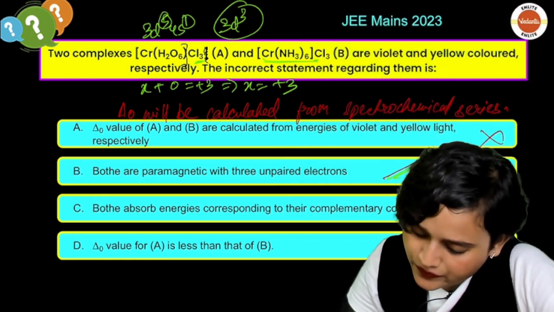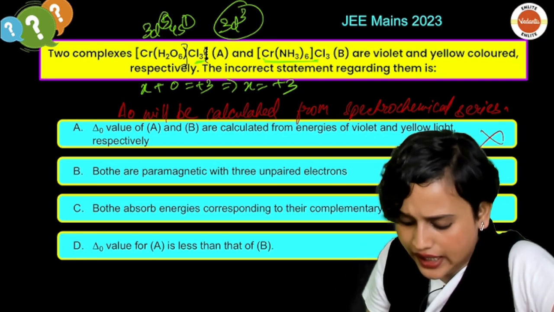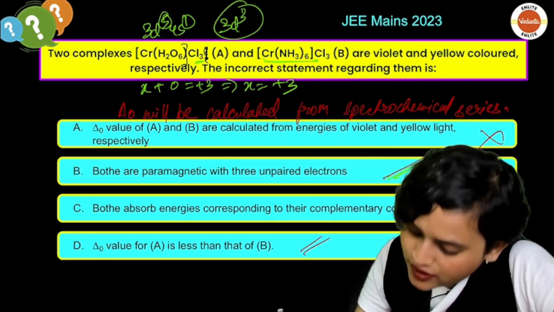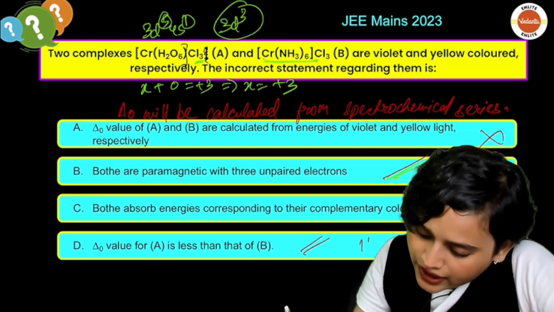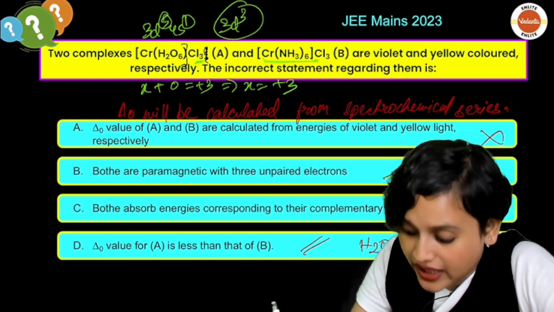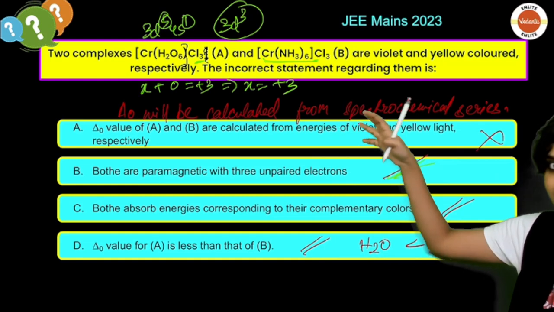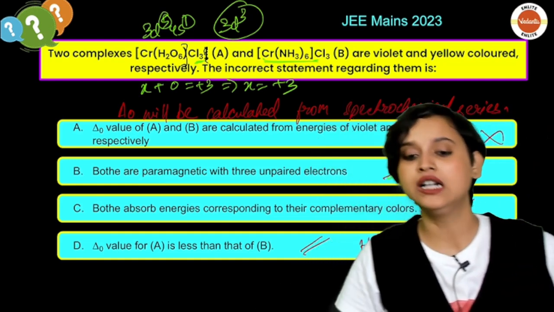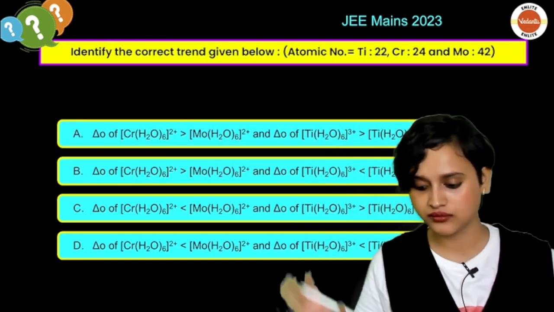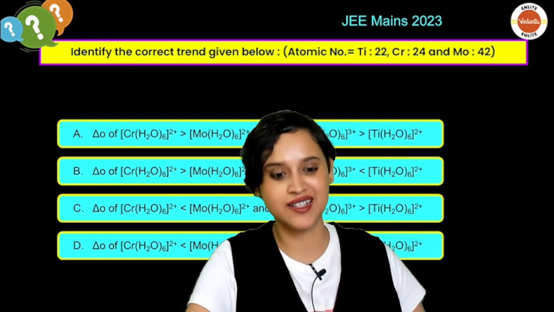Option B is correct. Both absorb energies corresponding to their complementary colors. That is obviously correct, right? Delta O value for A is less than that of B. That is also correct, because we know that H2O is a weaker ligand than NH3. NH3 is on the stronger side of the spectrochemical series, whereas H2O only comes in between. So this is also correct. All of these are correct. Got it? The correct answer is option A, but it is the wrong statement.